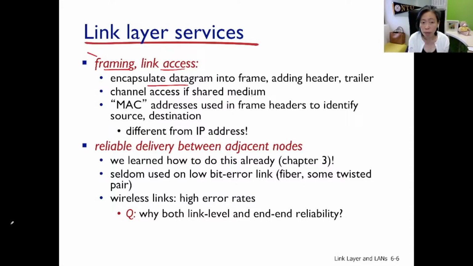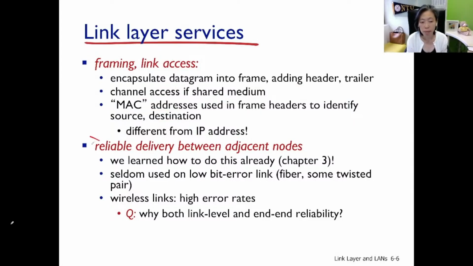Framing is about encapsulating datagrams into frames, and this is done by adding packet headers. In the link layer, you begin to see some protocols also add a packet trailer, so we add control bytes after the data. In case the link is a shared medium, we need channel access control to avoid collisions. And we need to introduce a set of addresses, often called MAC addresses. They are in the frame headers to indicate who the source and destination nodes are. By the way, these MAC addresses are very different from the IP addresses we've seen in chapters 4 and 5.